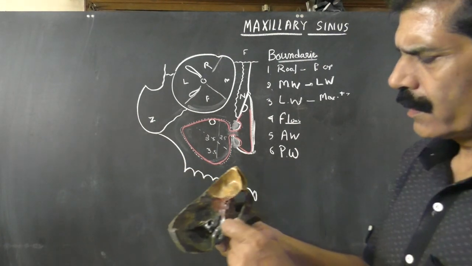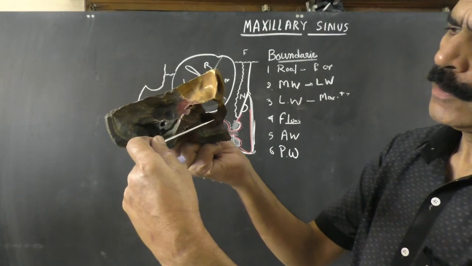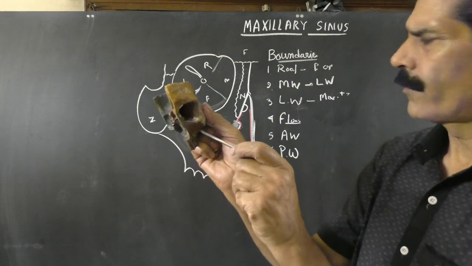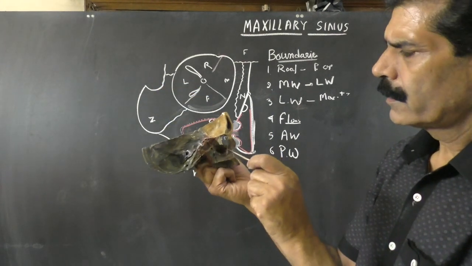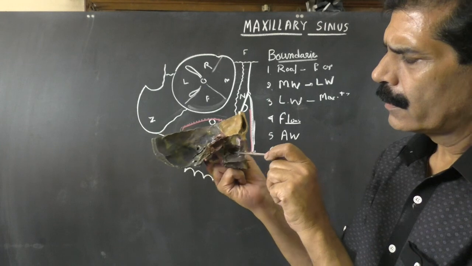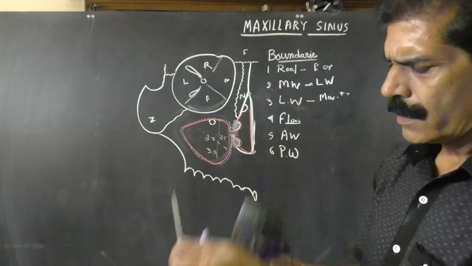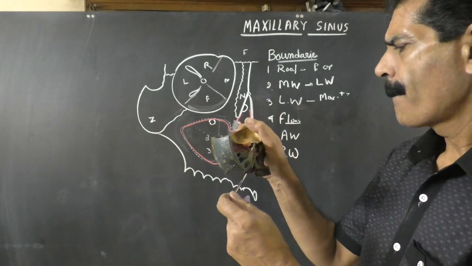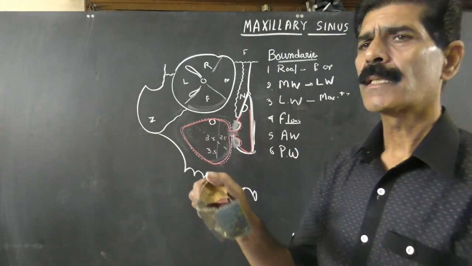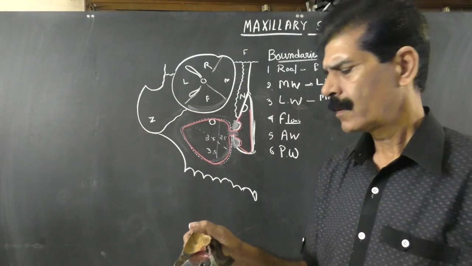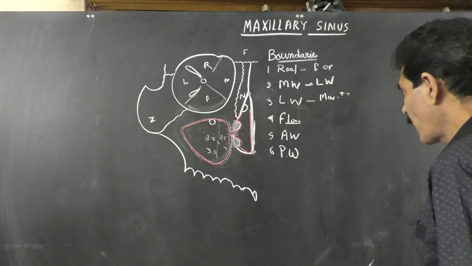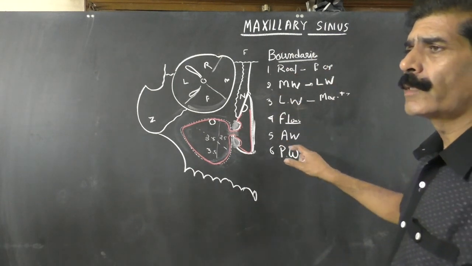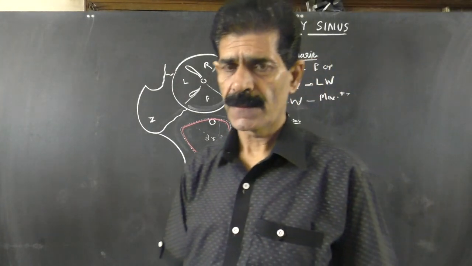And if you go anteriorly, again the maxilla bone forms the anterior wall of it, and if you go posteriorly, the posterior wall is formed by the infratemporal surface of the maxilla. So the maxillary air sinus lies in the maxilla bone, which is a pneumatic bone. This is how we see the boundaries of the maxillary air sinus.